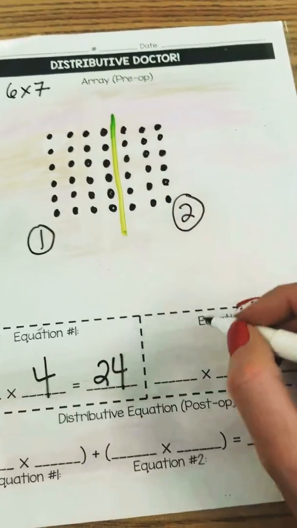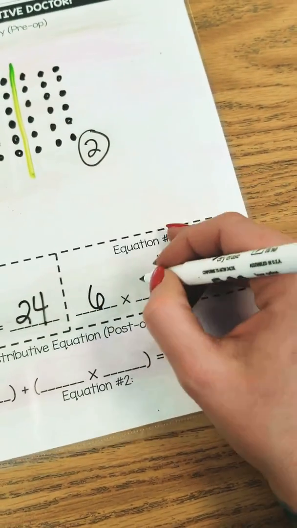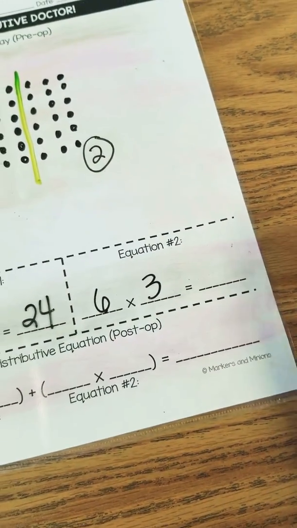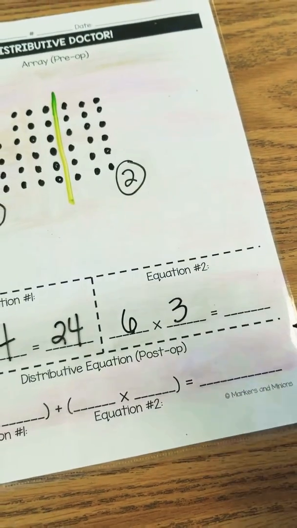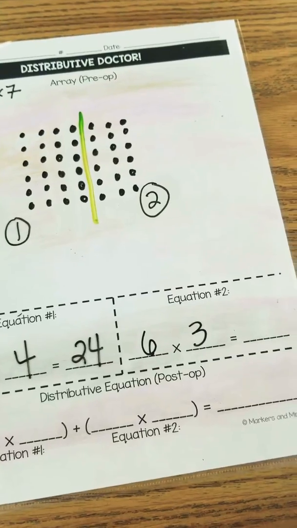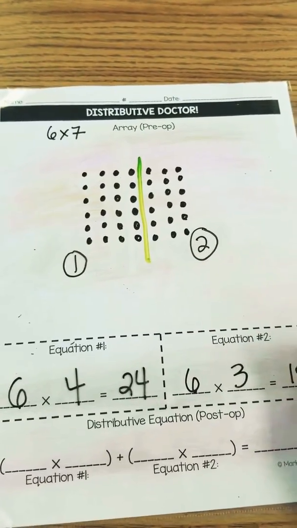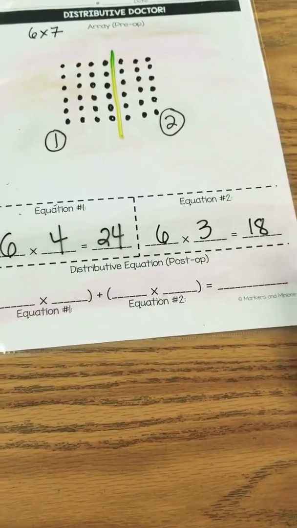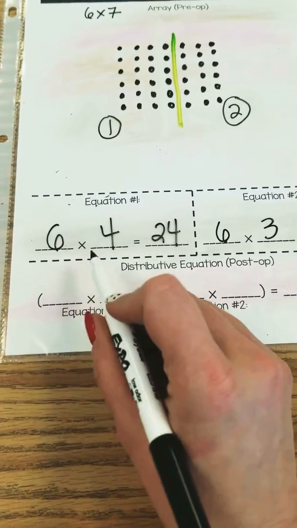And then I know that here I have 6 rows, but now I have 3 in each row. Okay, so we have a little song that we sing. So 6, 3, 6, 9, 12, 15, 18. Okay, there we go. So I know that that's 18. Excuse my bad singing.